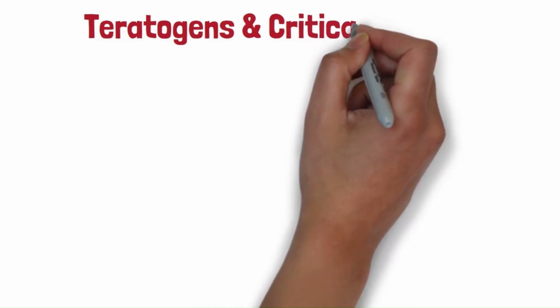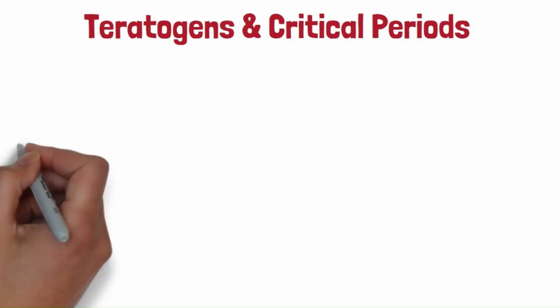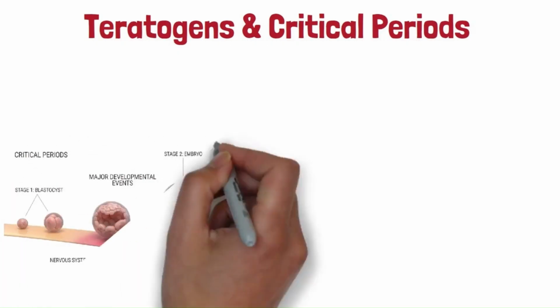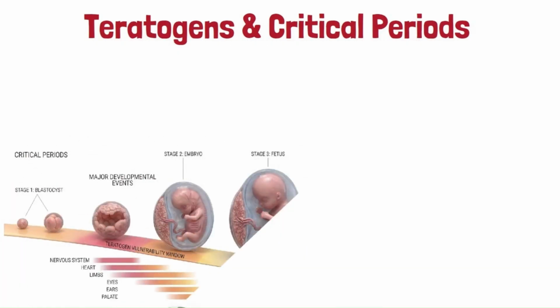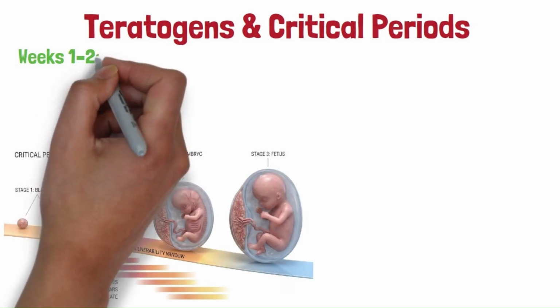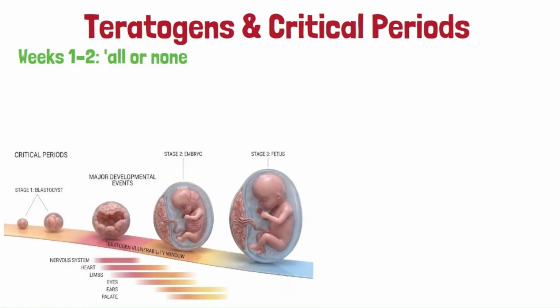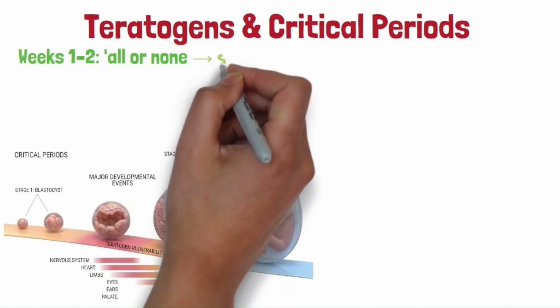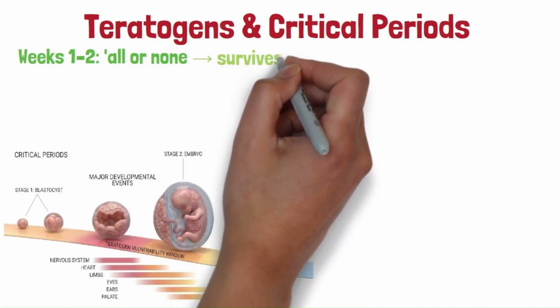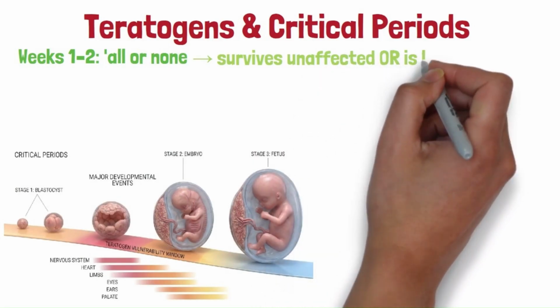Now let's talk about the medical risk. Not every week of pregnancy carries the same risk, and this timeline is one of the most testable concepts in embryology. During the first 2 weeks, it's all or none. If a teratogen hits now, either the conceptus survives completely unaffected or it's lost entirely. Gross structural defects are rare at this stage.